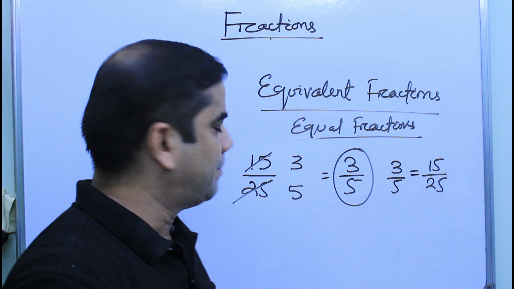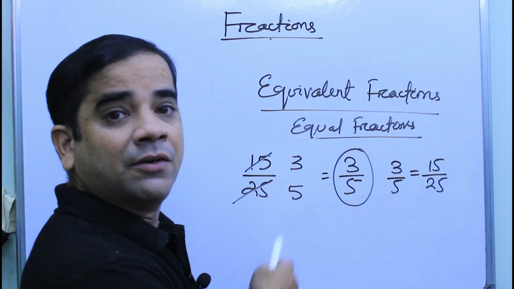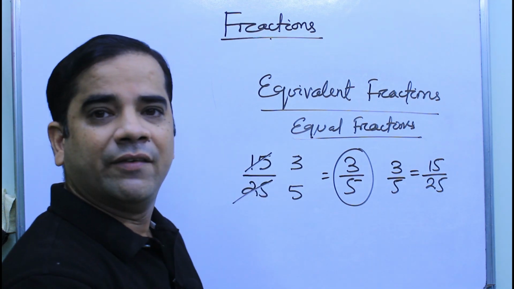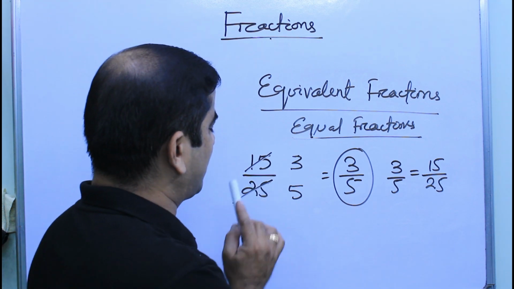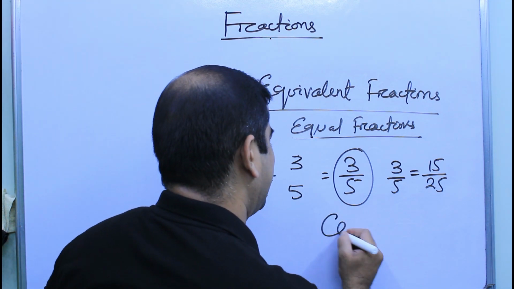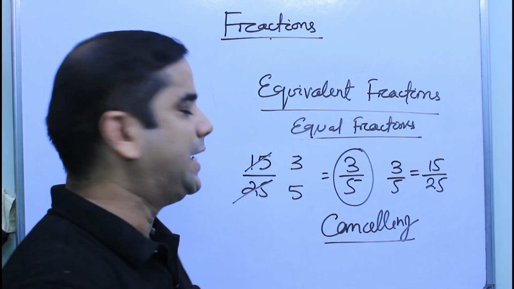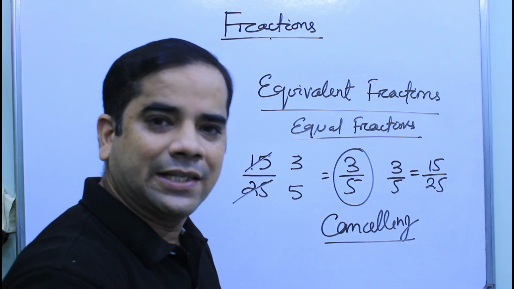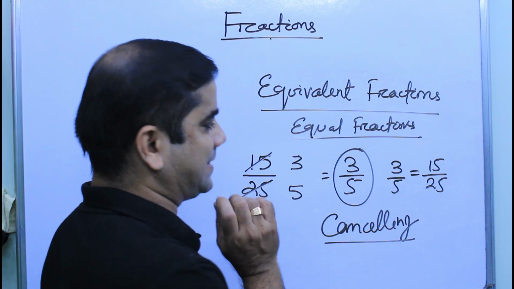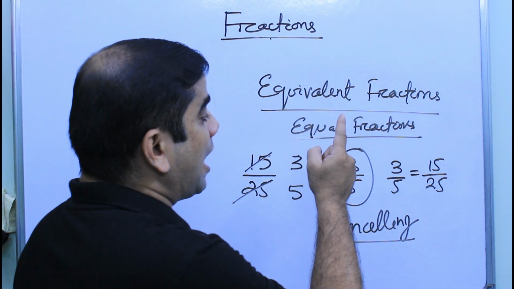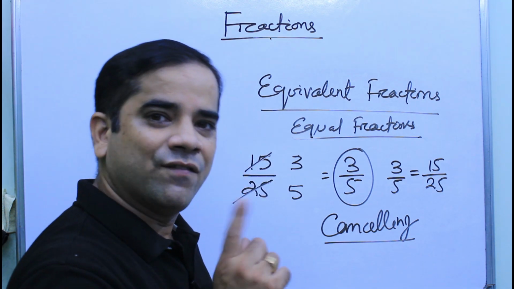See, one more thing to remember. What I am doing here, I am putting a line crossed over 15 and 25, and I am writing 3 by 5 by dividing 15 by 5 and 25 by 5. This is called cancelling. Cancelling means whenever we divide both the numerator and the denominator by the same whole number, we call it cancelling. So we get the reduced form of 15 by 25 by cancelling it by 5.